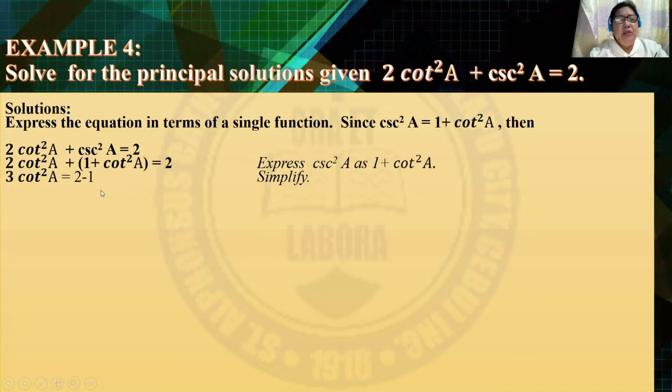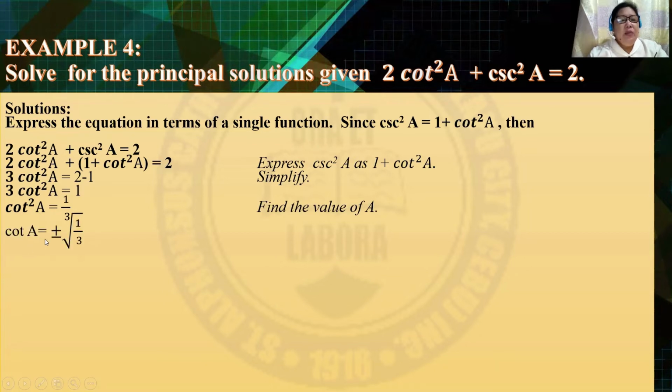Then after this, you simplify: 2 cotangent squared A plus 1 cotangent squared A is equal to 3 cotangent squared A. Then transpose 1, so 2 minus 1. Then we have 3 cotangent squared A is equal to 1. And divide each side by 3. So we will have cotangent squared A equals 1/3. Then find the value of A.